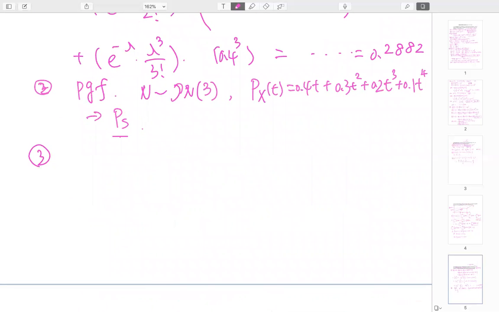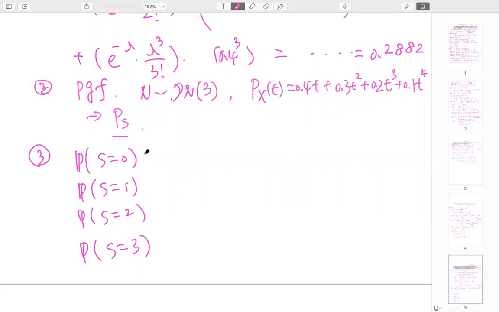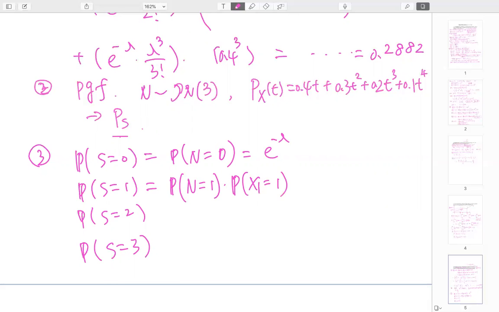The other method I want to mention is you can directly analyze each one of them. And it's not complicated, right? For instance, this can only happen when your N is 0, because it's a collective model, right? As long as there is a claim, the aggregate would be non-zero. So this is just e to the negative lambda. And since the minimum size is 1, if you want the total loss to be 1, you can only have one claim, and that claim must be size 1, right?